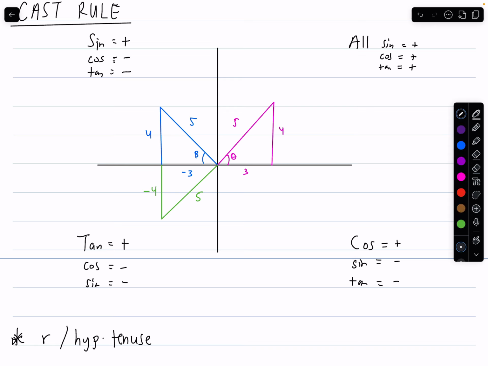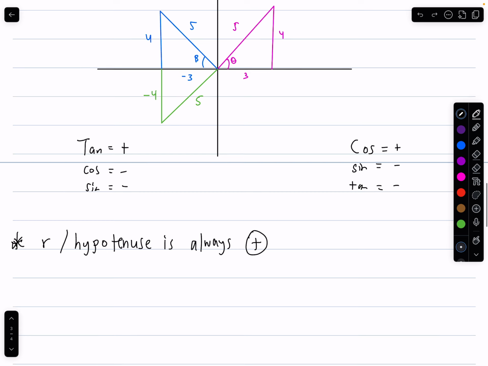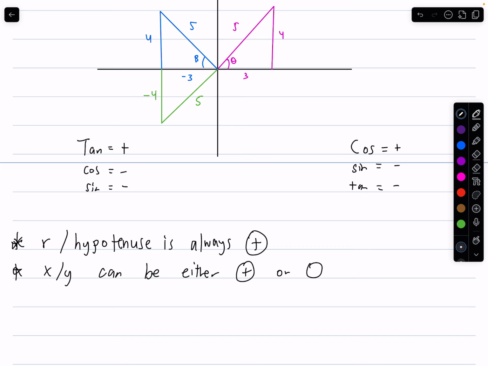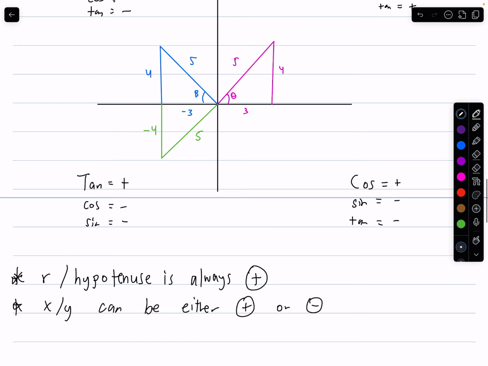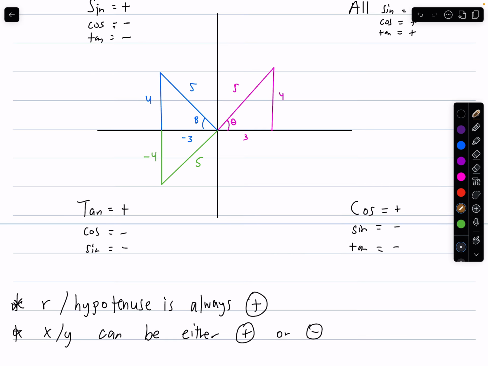The hypotenuse is always positive. So this 5 is always going to be positive. It's only the x and y that can be either positive or negative, right? So this is something to know. Let's go to the last quadrant.